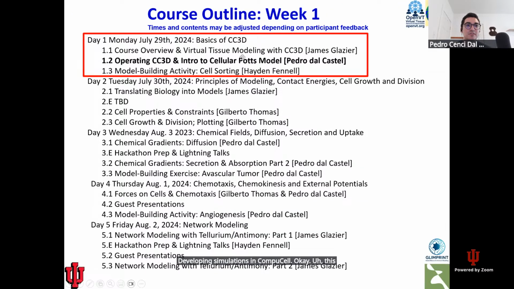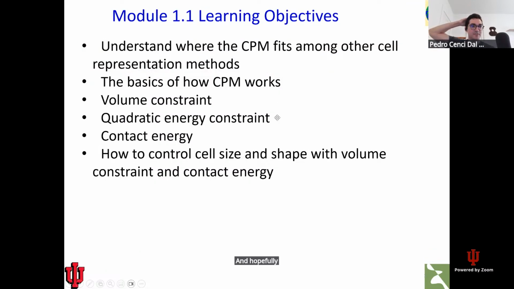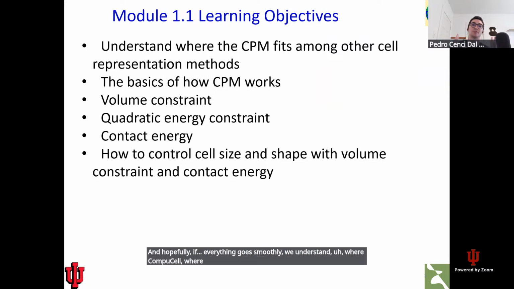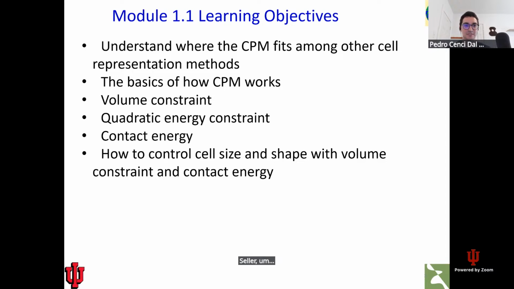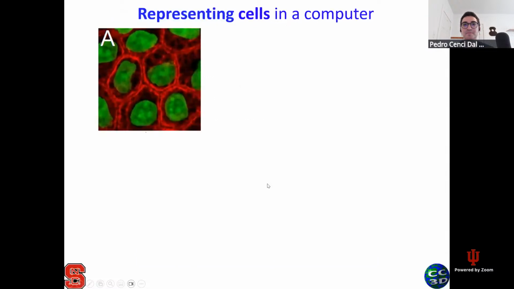This is our course outline. Again, day one. And hopefully, if everything goes smoothly, we understand where CompuCell, where Cellular Potts model fits among other representation methods, specifically for modeling cellular systems like tissues. The basics of how the Cellular Potts model works, the volume constraint, the quadratic energy constraint, which is what we use for the volume constraint, contact energy, and how to control cell size and shape with volume constraint and contact energy. Okay, so let's start.